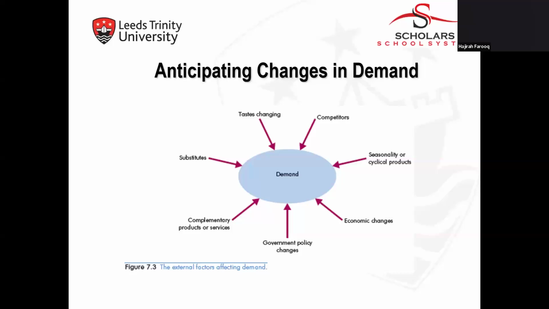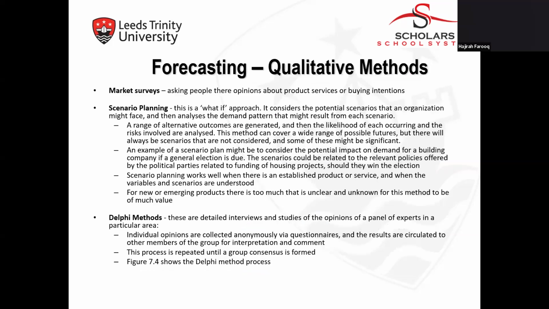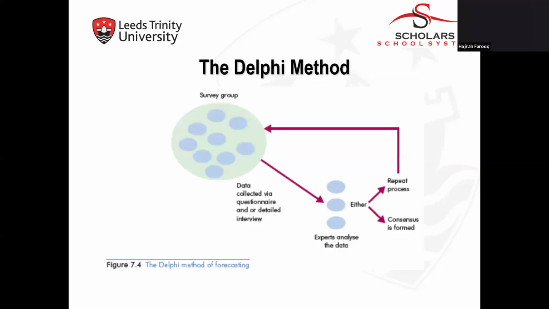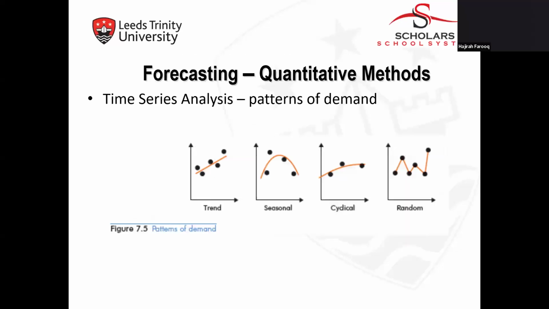And then, for example, taste changes, competitors, seasonality or cyclical products, economic changes, government policy changes, complementary products or services, and substitutes. Then we discussed forecasting, which is the prediction of future demand based on qualitative and quantitative measures. And then we moved on to the qualitative methods of forecasting, including the Delphi method, and then the quantitative method, which includes the time series analysis, which includes the trend, seasonal demand, cyclical demand, and random variation.